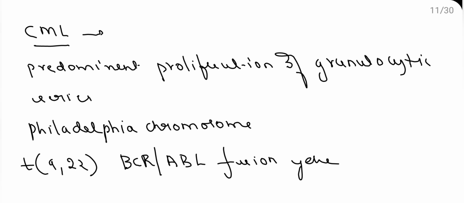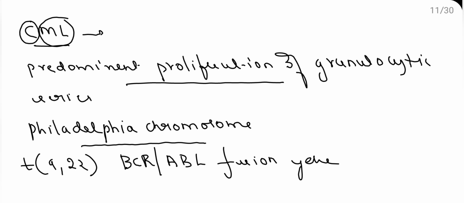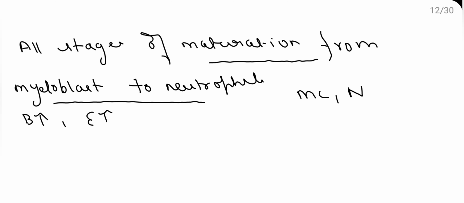CML. It is chronic, so you are going to see the entire series of maturation of cells, mainly composed of mature cells, and it is of the myeloid series. Hence it is CML. There is predominant proliferation of the granulocytic series of cells. And all of you know that in CML there is the Philadelphia chromosome with translocation of 9 and 22, and the BCR-ABL fusion gene is seen in CML.